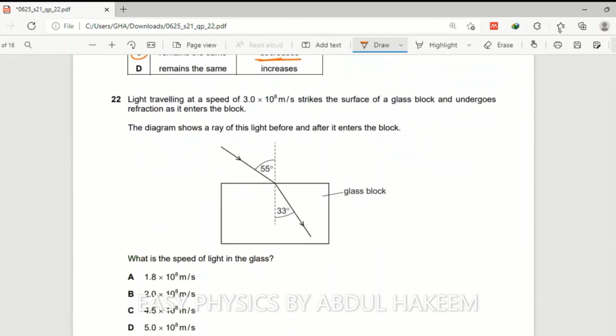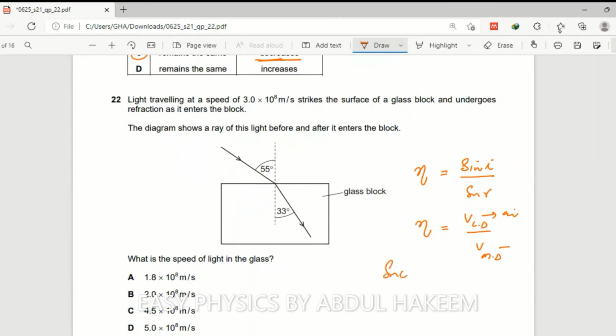Now the next question is, light traveling at the speed 3 × 10⁸ strikes the surface of a glass block and undergoes refraction as it enters the block. The diagram shows a ray of light before and after it enters the block. What is the speed of the light in the glass? Look, the refractive index is equal to sine I over sine R. And there is another formula. Refractive index is equal to speed in less dense medium divided by speed in more dense medium, meaning the speed in air divided by speed in the glass.